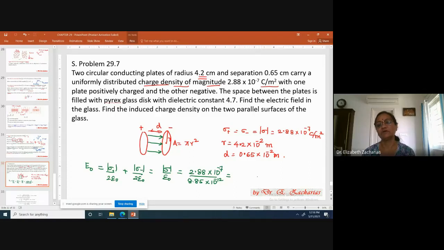Is this clear, guys? How to find out the electric field because of the two plates, when they are conductors.